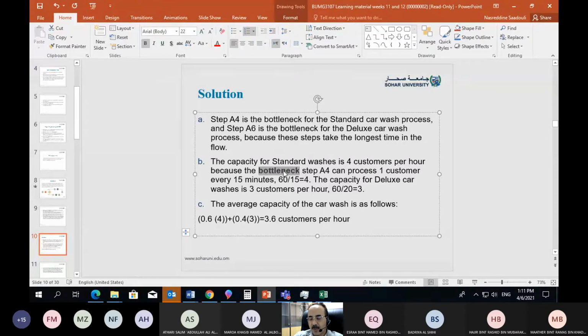So once I determine the bottleneck, the capacity is simply the number of minutes per hour, which is 60, divided by 15 minutes for the standard, by 20 for the deluxe. That's where we got the 4 and the 3. 4 cars per hour, 3 cars per hour. The average, just multiply the capacities for each path by the corresponding percentage, 60%, so 0.6, 40% is 0.4. So 0.6 times 4 plus 0.4 times 3, that gives us 3.6 customers per hour.